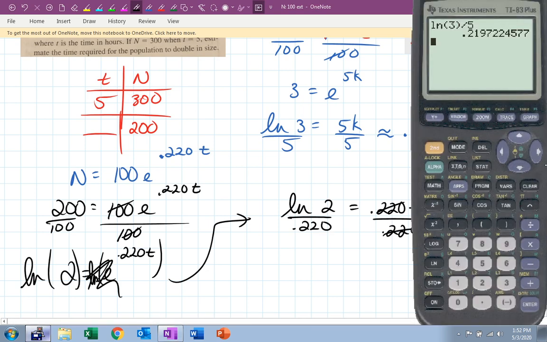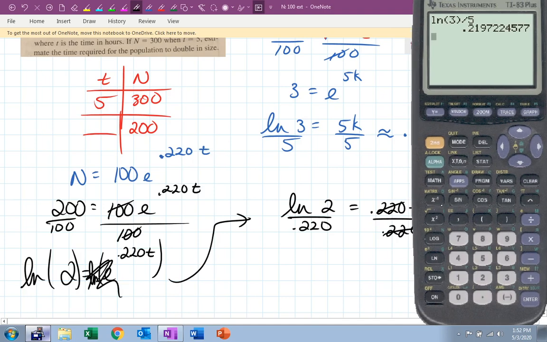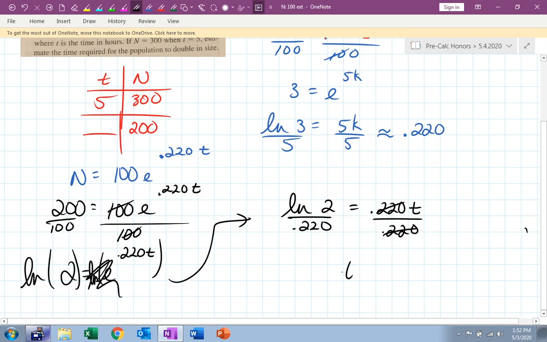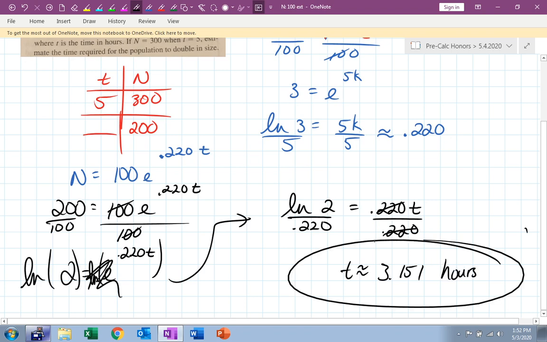Grab your calculator. I'll say the ln of 2, divide by 0.220, and I get 3.151. So t is around 3.151. I think this was hours in this problem. So that would be the answer. Okay.